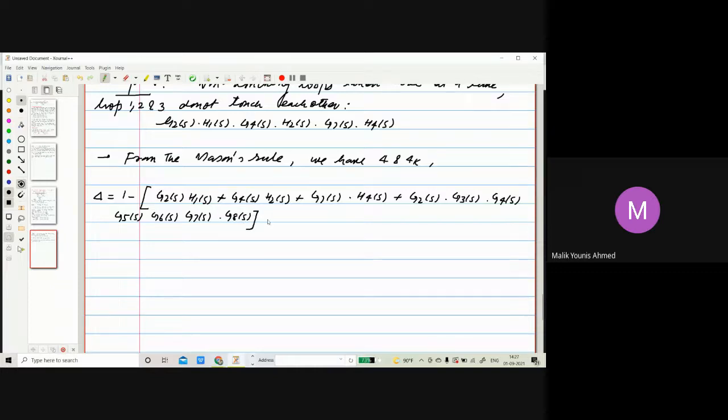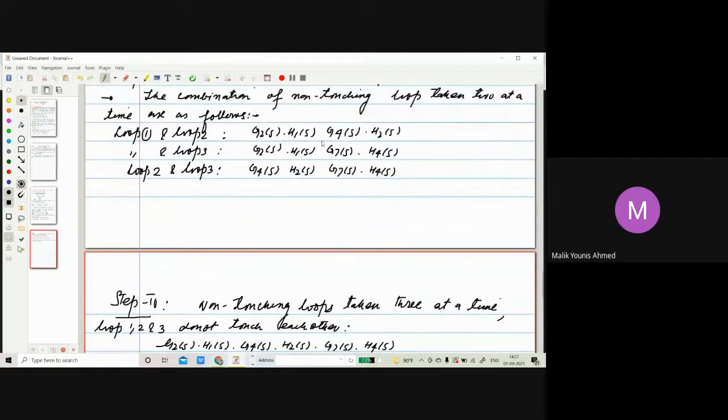Summation of the loop gain. Next, minus plus is the formula: non-touching loop gain taken two at a time. So how many possibilities? We have seen three. We have to add those. We will simply add them together.